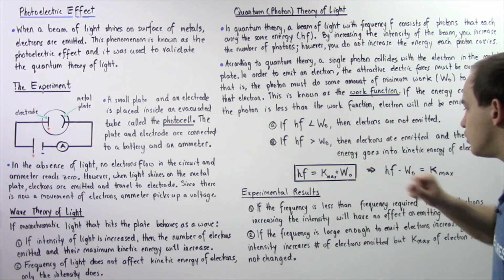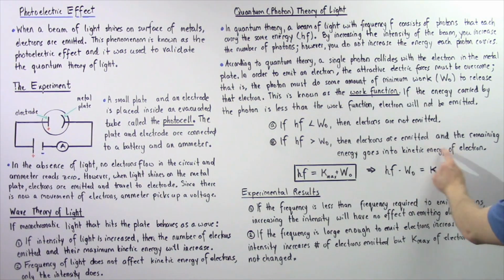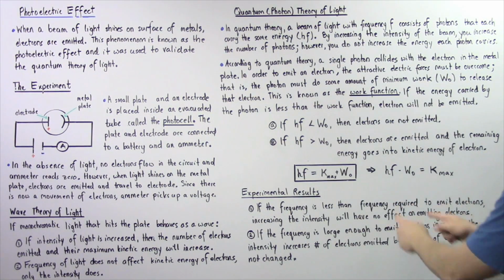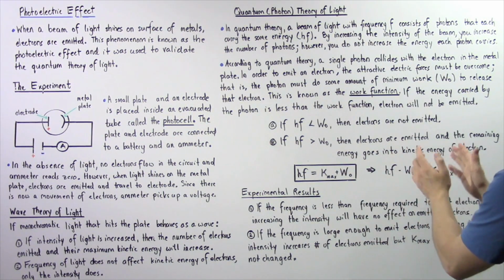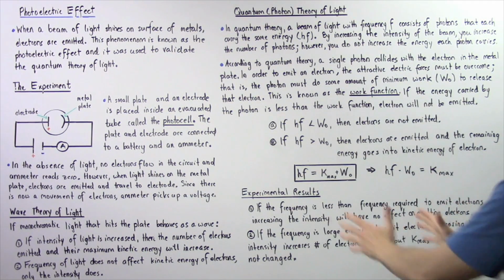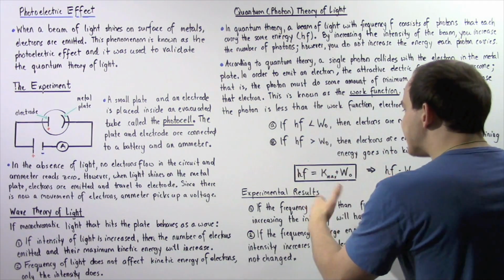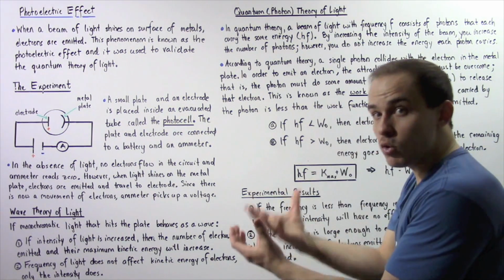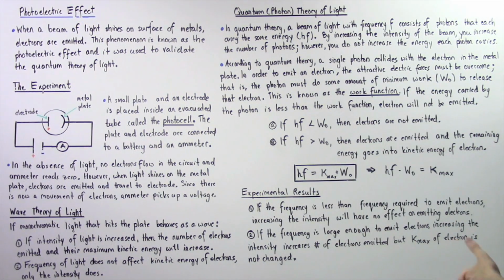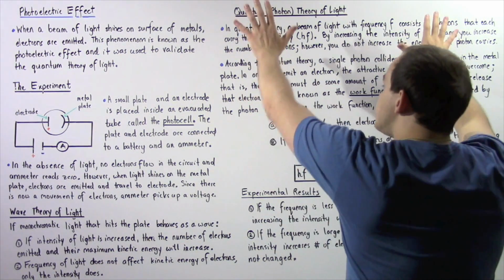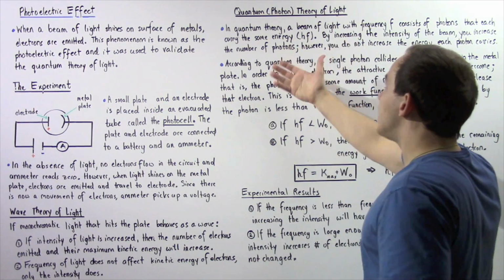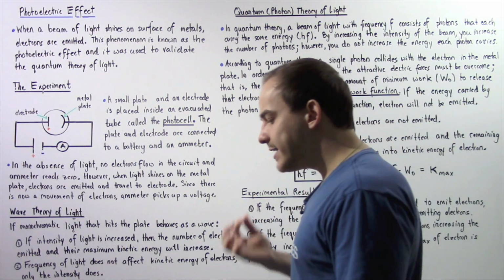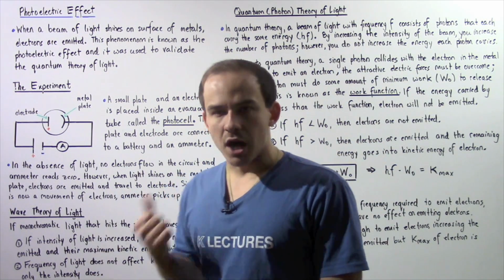If we rearrange this equation, we get that the maximum kinetic energy of that electron is equal to the difference between the energy of the photon and the work function of the electron. We can only use this equation as long as we're assuming that the energy carried by that photon is greater than the work function of that electron. So this is what is predicted using the quantum theory of light as proposed by Albert Einstein. Now, what exactly were the experimental results?